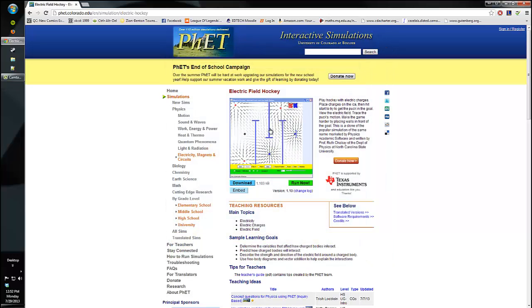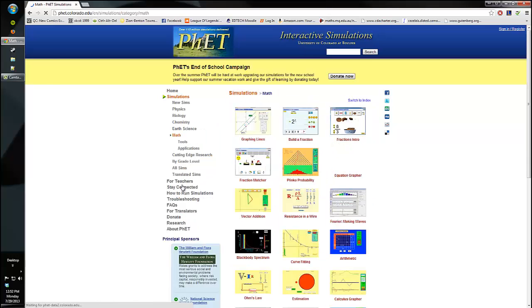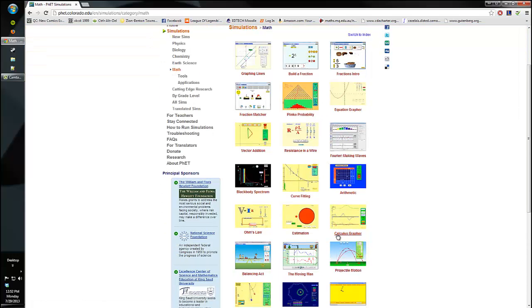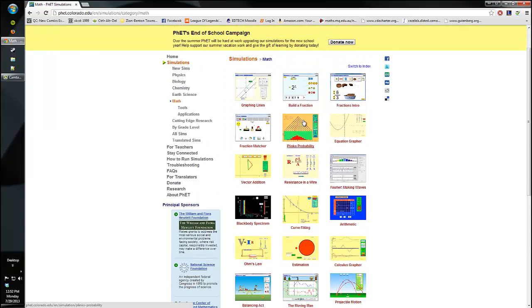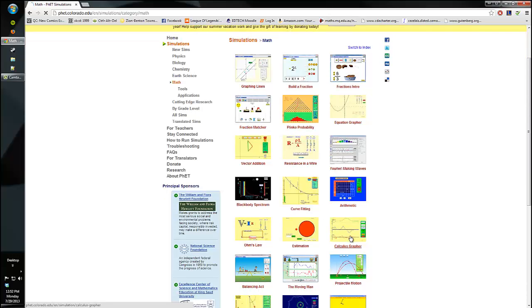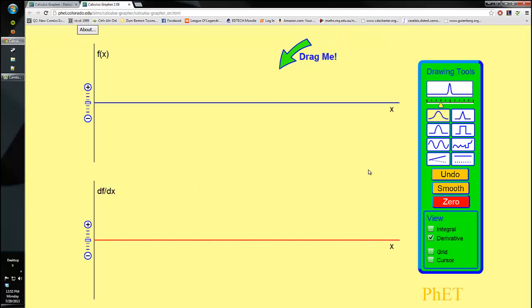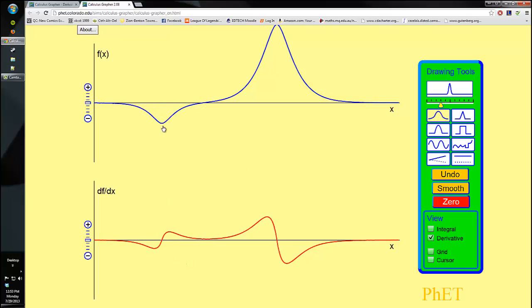Even though this is supposed to only be a science section, I'd be negligent, I guess, if I didn't point out there's a bunch for math. I use these all the time for explaining probability. There's a calculus grapher that I absolutely love using when we're doing position versus time to velocity versus time graphs, because even though the kids don't actually do it from the point of view of calculus, they really get this idea of, okay, the slope of this gives you this. So I think that's really great.